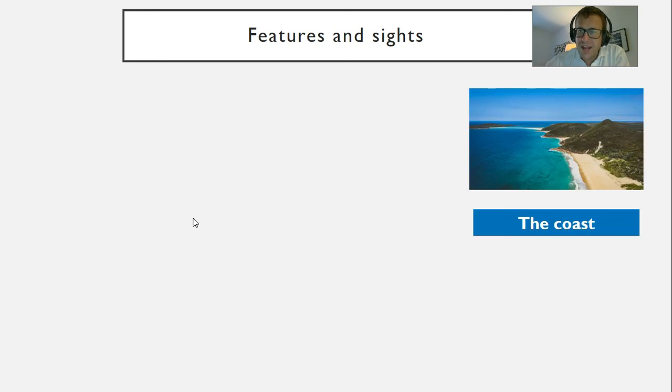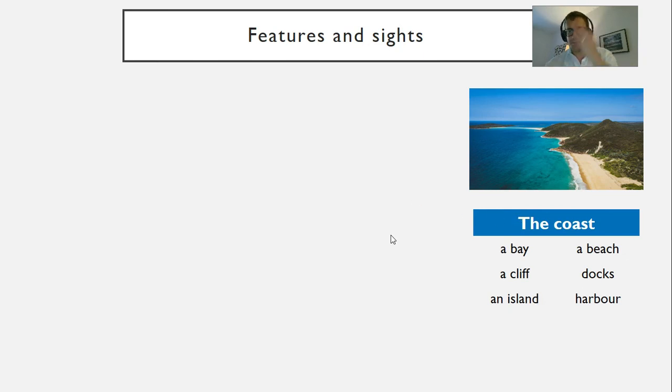And then we had the coast. So we had a bay, a beach, a cliff. We don't have a cliff here. A cliff is like a mountain next to the sea where it falls in suddenly. Docks, an island, a harbour. And again, some of these like docks, island, harbour, you can find in a city as well.